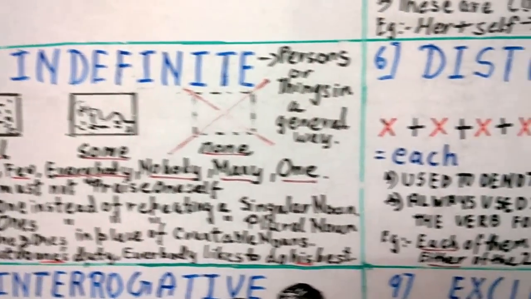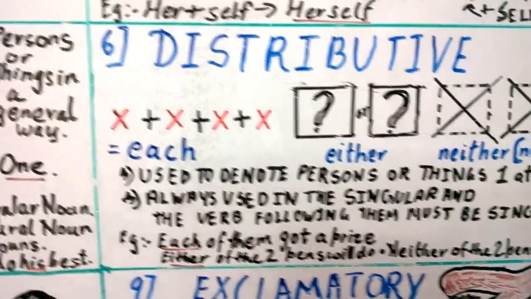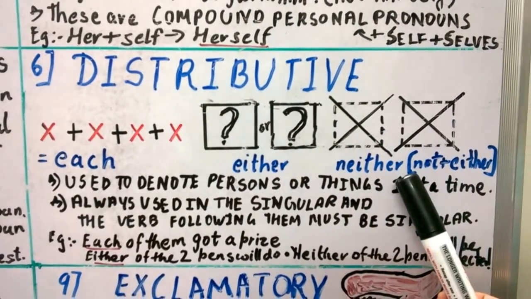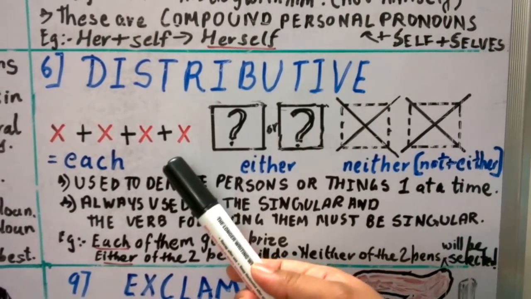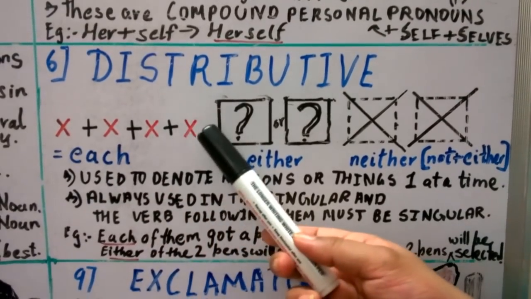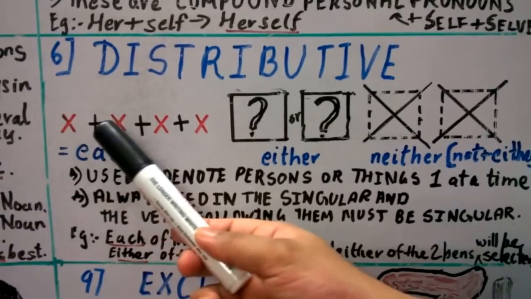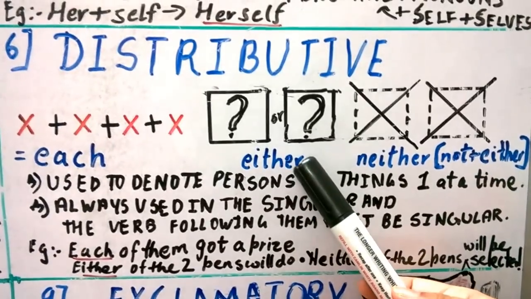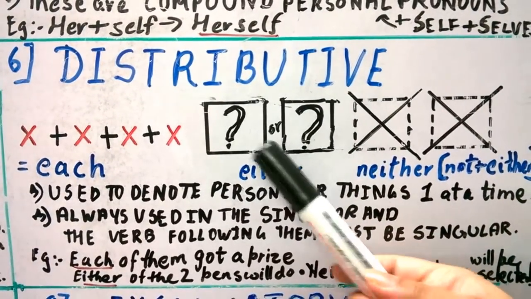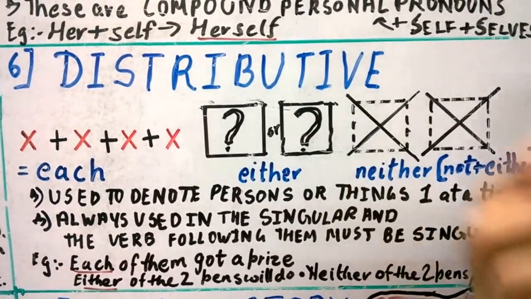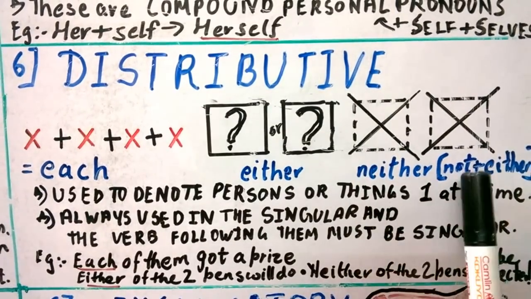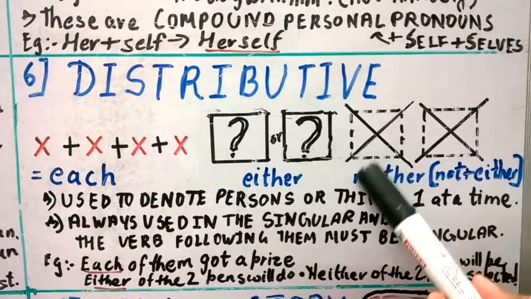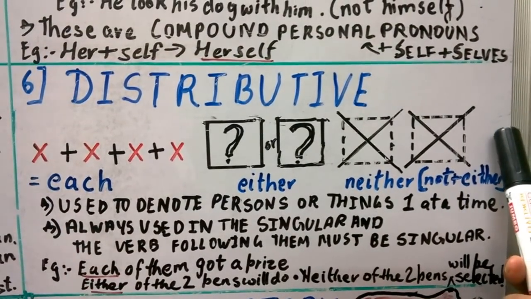Now let us go to the sixth one, that is the distributive pronoun. Distributive pronouns, for example, each, either, and neither. Each means one single person in a group. Like you see, 1 plus x, they are all single persons in a group. Either means the one or any other one, either this pen or that pen. Neither means the negative of either. It is not either. It is neither this nor this.